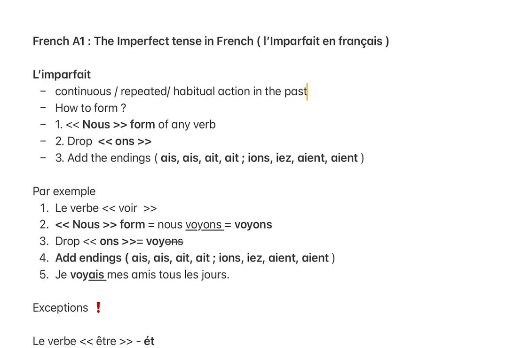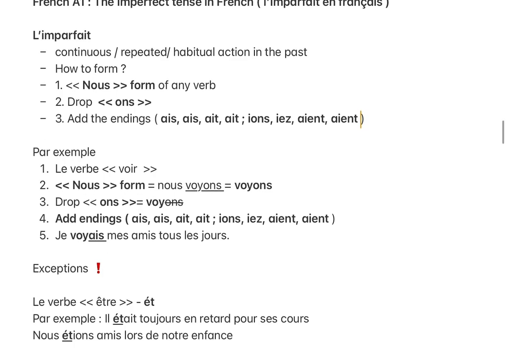Now, to form the imperfect tense in French, or l'imparfait, we first take the nous form, that is, the first person plural of any given verb. We conjugate the verb with respect to the subject pronoun nous, then we drop the ons and we simply add the endings, that is ais, ais, ait, ait, ions, iez, aient, aient.